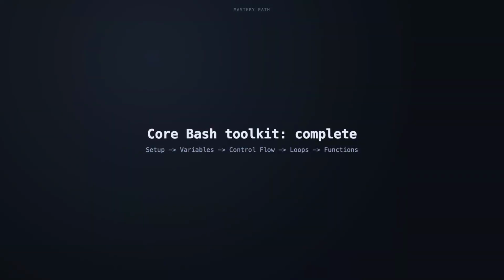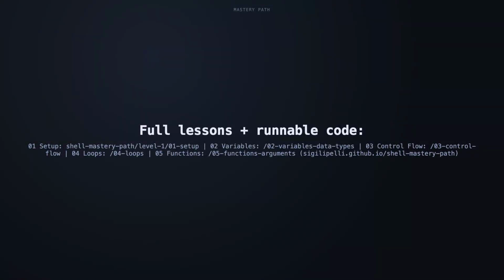That covers the core building blocks: script setup, variables, decisions, loops, and functions. Module 10 in the source material combines every single one of these into one real backup script. That's a complete script vocabulary: setup, variables, control flow, loops, and functions. Everything level 1 builds toward before Module 10's backup script project ties it all together.